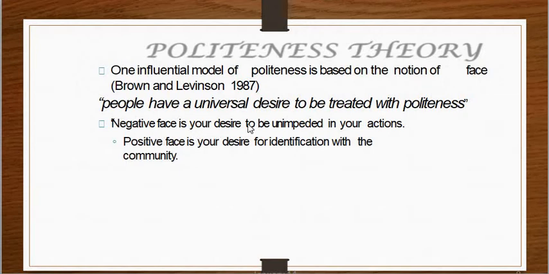Negative face is your desire to be unimpeded in your actions, meaning uninterrupted, without any control, without limitation, without imposition. You want freedom of action. And you also have positive face. Positive face is the desire for identification with the community. It requires respect, acknowledgement, and appreciation. So according to this theory, people have a universal desire to be treated well, and for this purpose they have two aspects, negative face and positive face. In negative face, they desire freedom, and in positive face, they want to be connected with other people, but they want others to admire them, appreciate them, acknowledge them and give them respect. These are the points of politeness theory, but let me explain these points one by one.